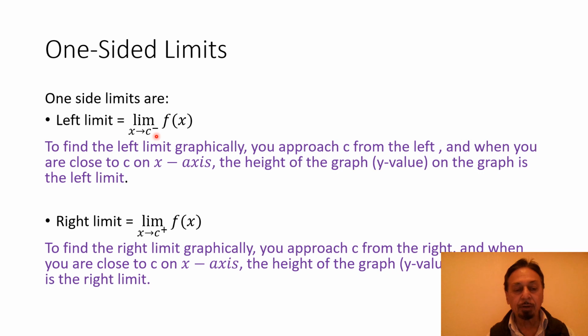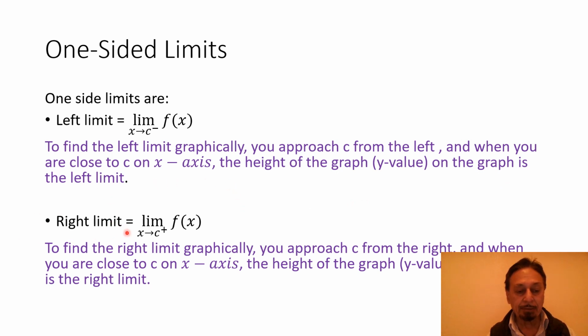The negative superscript on x tells you that you approach c from the left, and it also means x is always less than c. To find the left limit graphically, you approach c from the left. And when you are close to c on the x-axis, the height of the graph, or the y value, is the left limit.